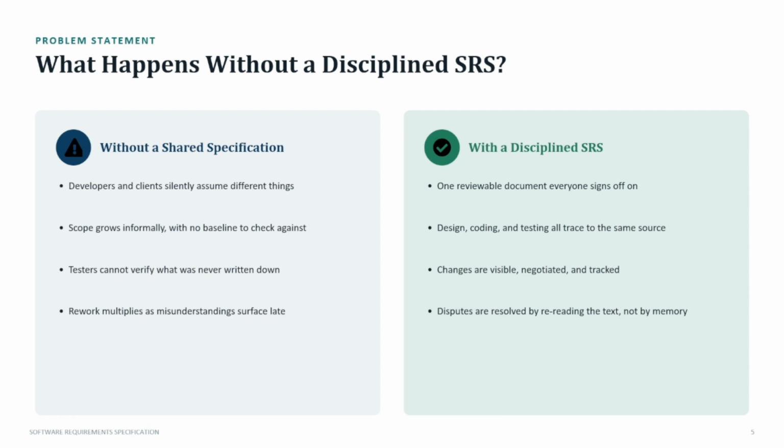With discipline, SRS is one file. From that file, everyone in the organization can refer to it, and they can understand what is required, right? Then design, coding, and testing all trace to the same source. Yes, because of the single file, changes are visible, negotiated, and tracked.